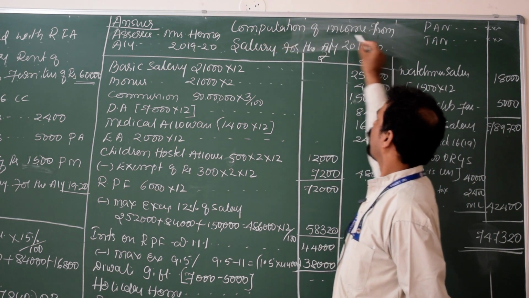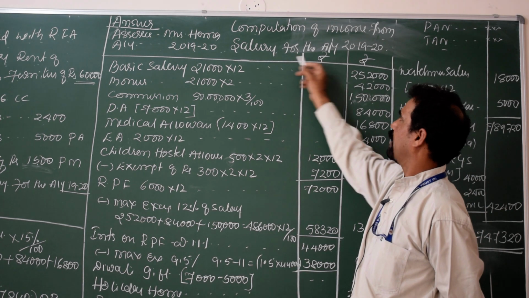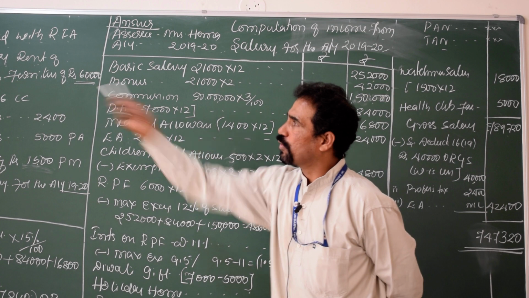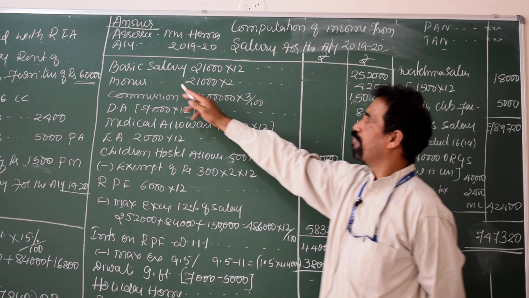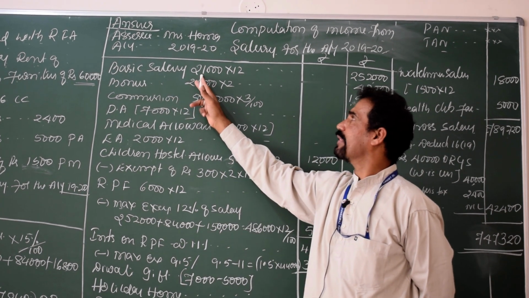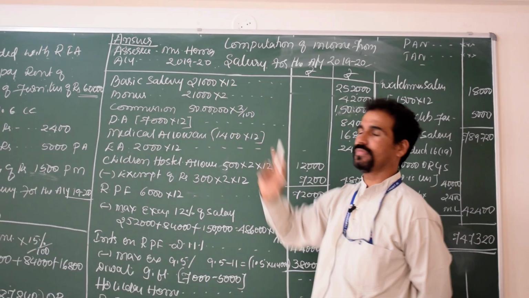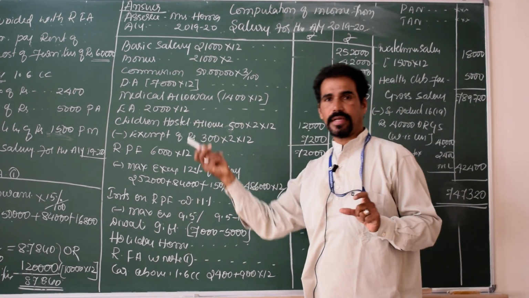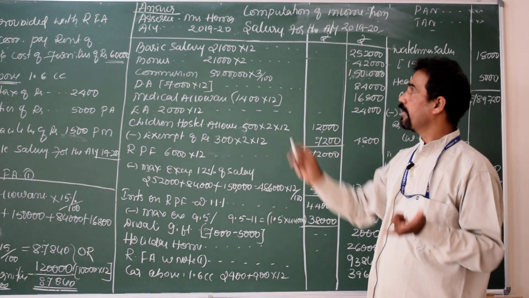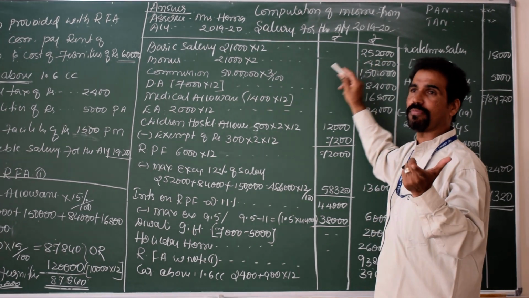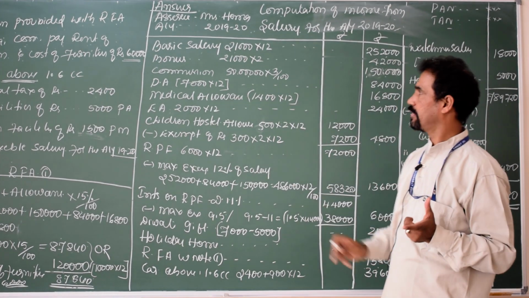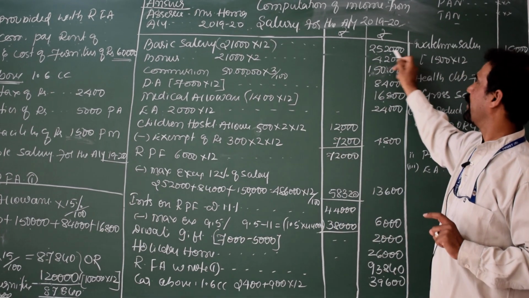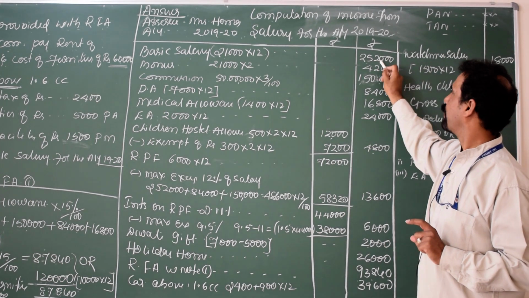So, computation of taxable income from salary for the assessment year 2019-20. As per the question, basic salary is given as 21,000 per month into 12 months. Be noted whether it is per annum or per month. If it is per annum, take the full amount in the outer column, otherwise it should be converted for 12 months. So 21,000 into 12 comes to 2,52,000 for the salary.